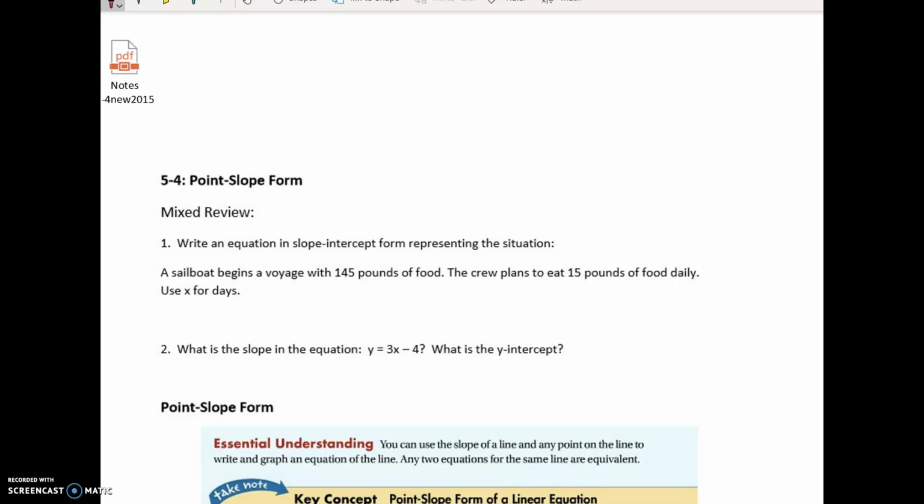The lesson for today is going to be on section 5.4, reviewing or introducing point slope form. Before we get started, there are a few mixed review questions here. So what I'd like you to do is go ahead and pause and do 1 and 2 real quickly, and then we'll be able to check them.